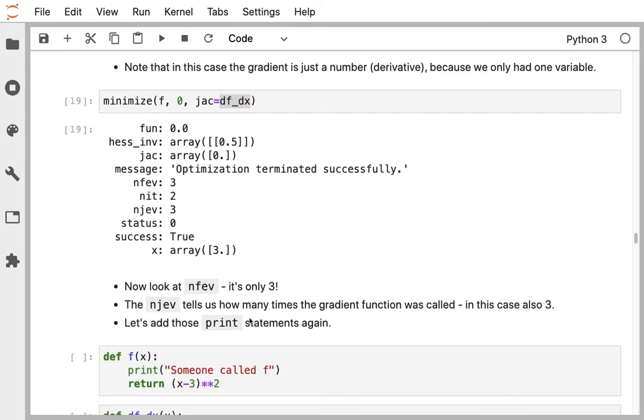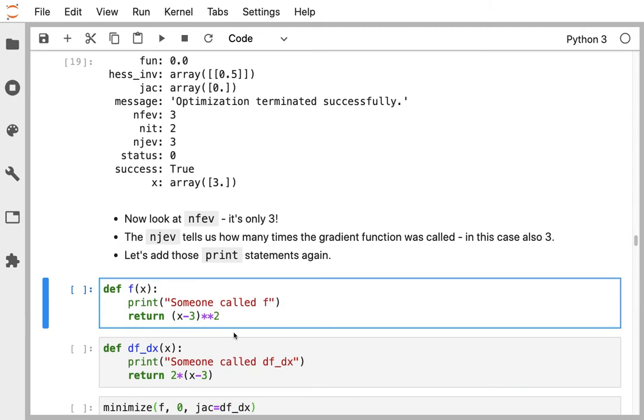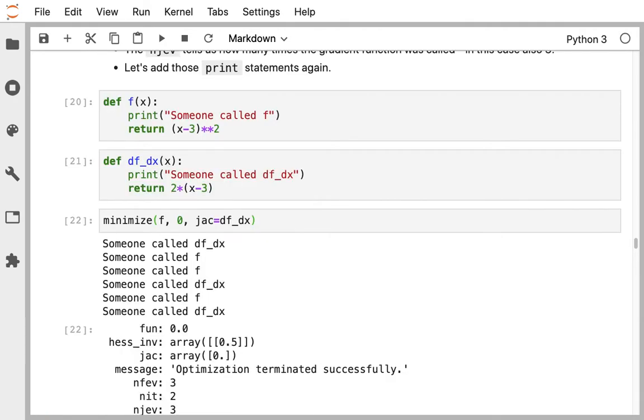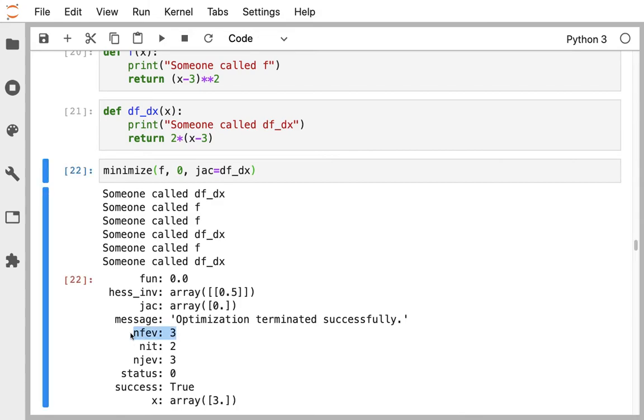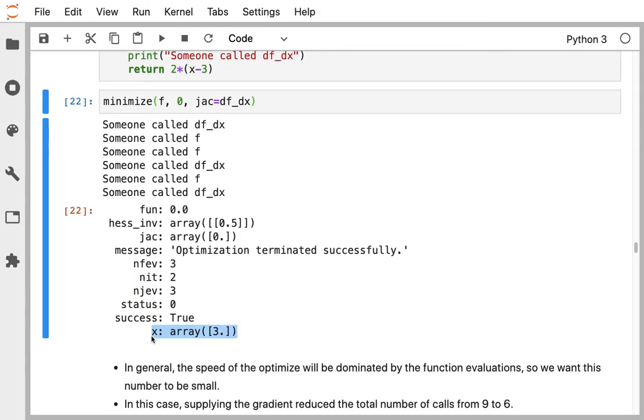Oh, I see, I was going to do this first. Okay, let's do this first. So we'll do the print statements, someone called f, someone called df/dx, and just see that each one got called 3 times. That's all good, so it's not lying. This is 3, this is 3, this is the right answer.